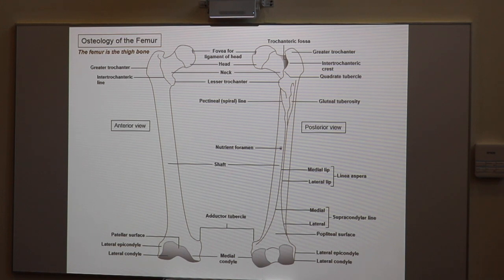So what's the nutrient foramen exactly? Is it a hole? Yes, it's a nutrient foramen. Through this, a nutrient artery is going to go into the femur to supply blood to the shaft of the femur. So usually bones which have long shafts have nutrient foramens through which the nutrient arteries pass.